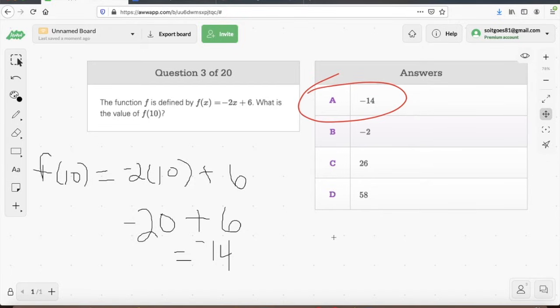Easy if you know what function notation means. Does that make sense? Don't be intimidated by it. Just find out whatever is in the parentheses, that's your input. So 10 is your input for x. It's a plugging in values question disguised as a function question. You're just plugging in 10 for x. Okay? All right. Let's do some more functions.